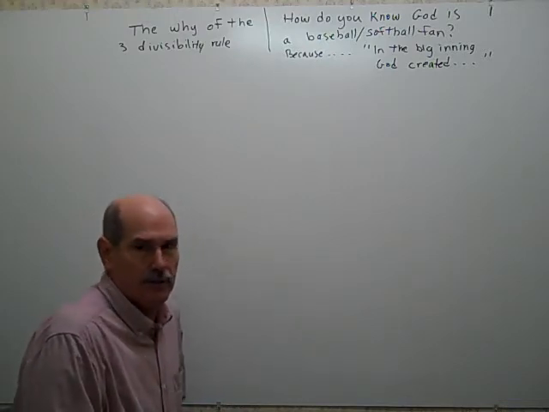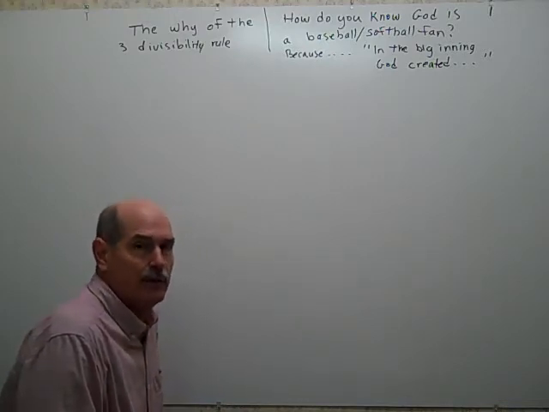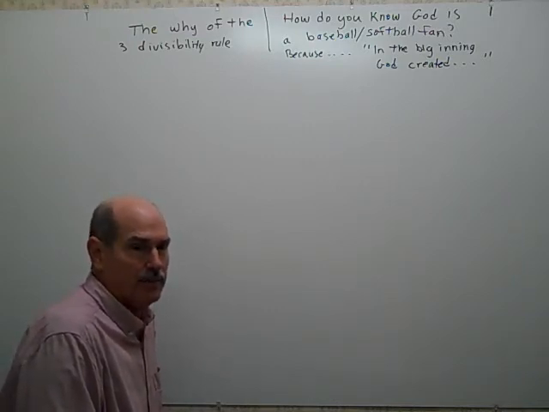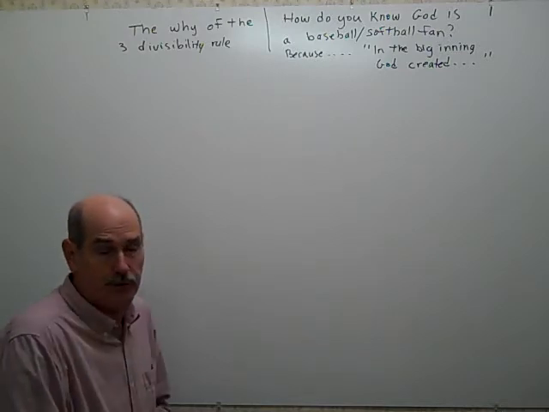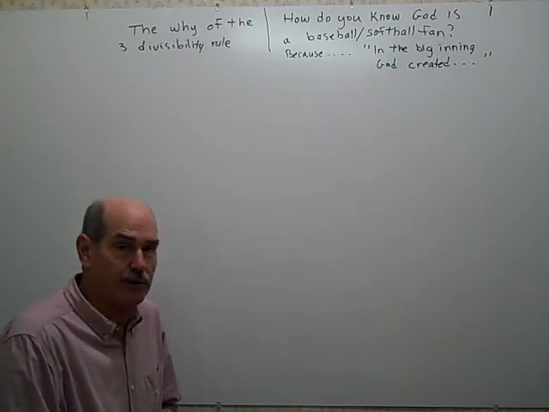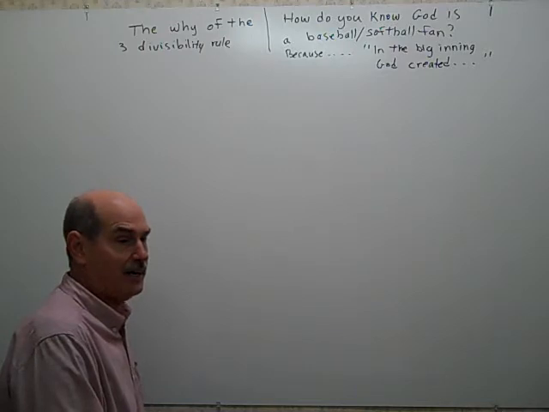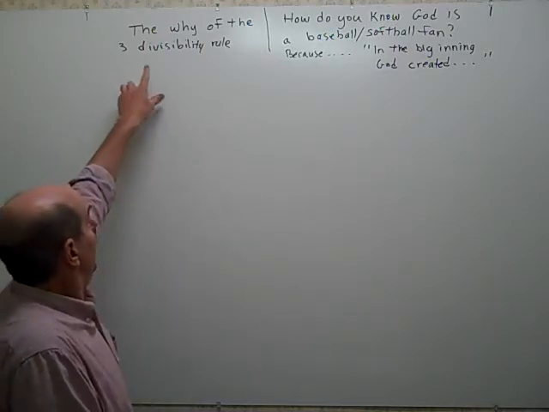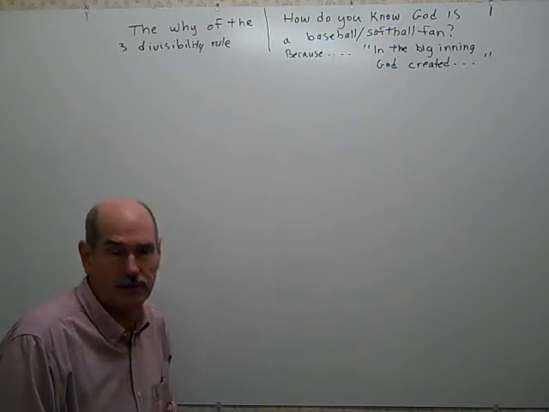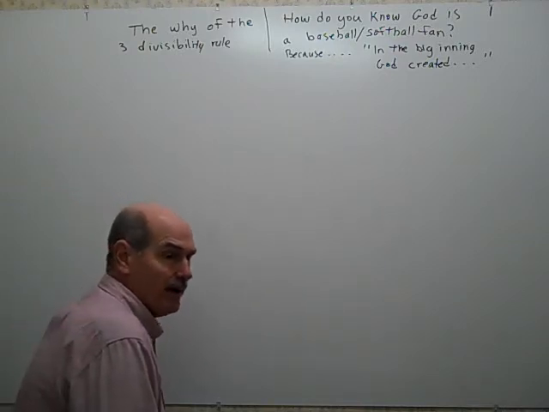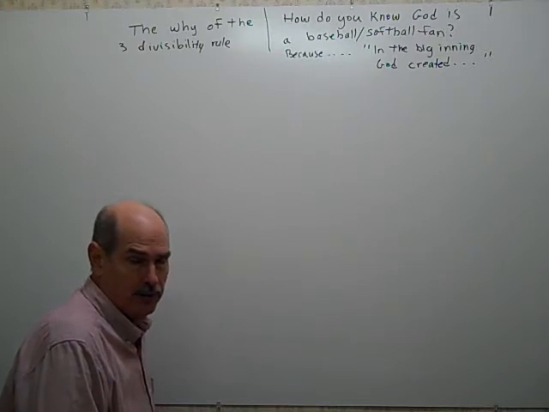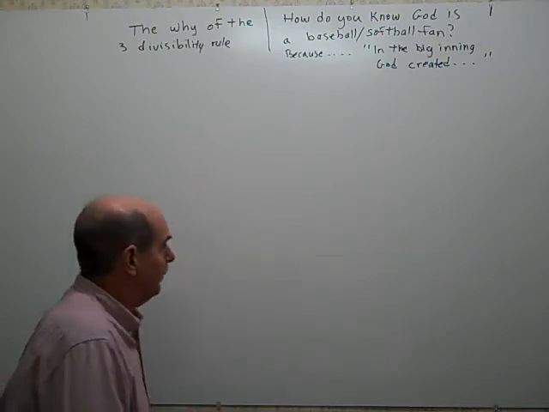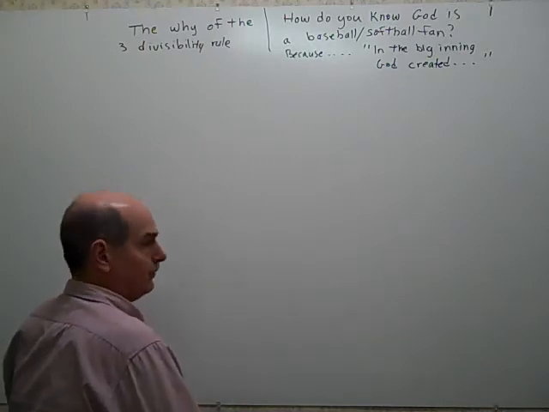I'm not going to go into great detail to say why they work. For some of these rules, I'll give a brief explanation. If you want to further research why the rule for 3 and 9 works, you can watch one of the Khan Academy videos. If you go to YouTube and enter the why of the 3 divisibility rule, he can show you in about 5 minutes why the 3 rule works, and it's easy to see from that why the rule for 9 also works.